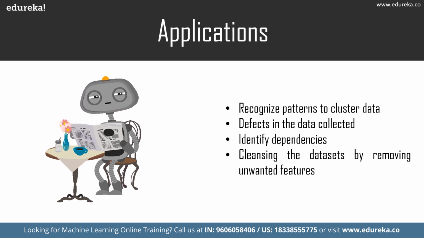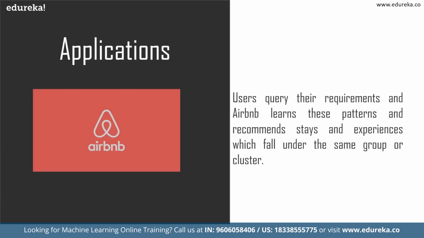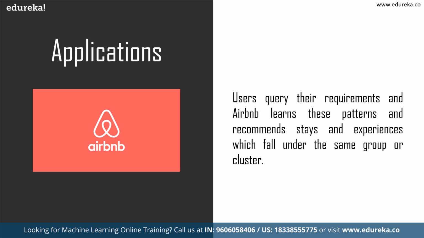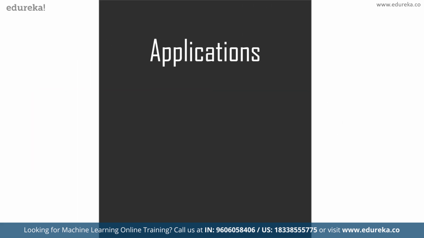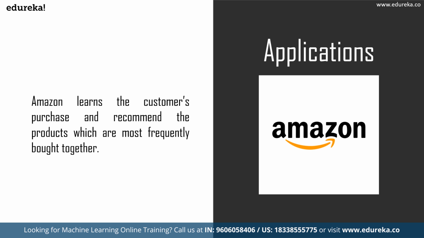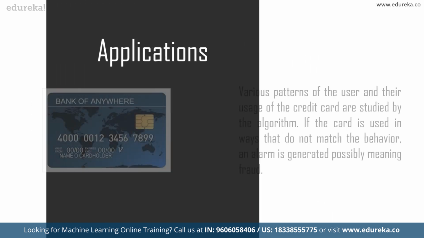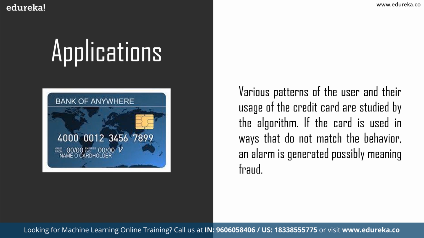So they are used in renowned applications such as Airbnb, where if the user is querying their requirements, Airbnb learns these patterns and recommends stays and experiences which fall under the same group or cluster. Basically, it is using the clustering method over here. Then we have Amazon. Amazon learns from the customer's purchases and recommends products which are frequently bought together, and so on.